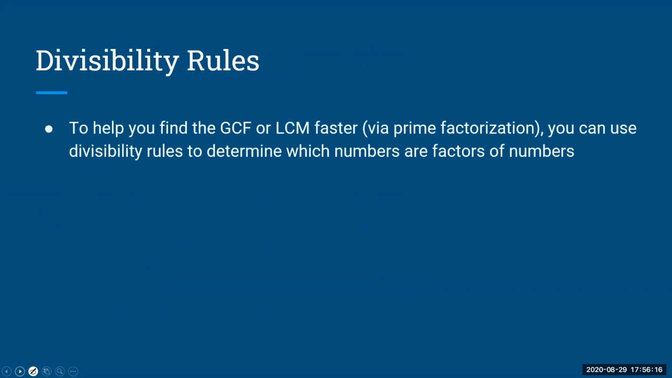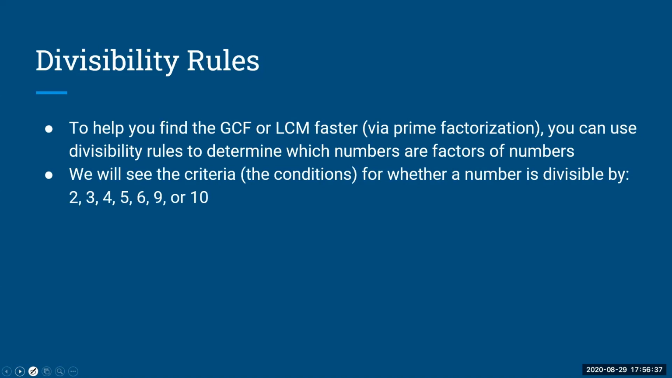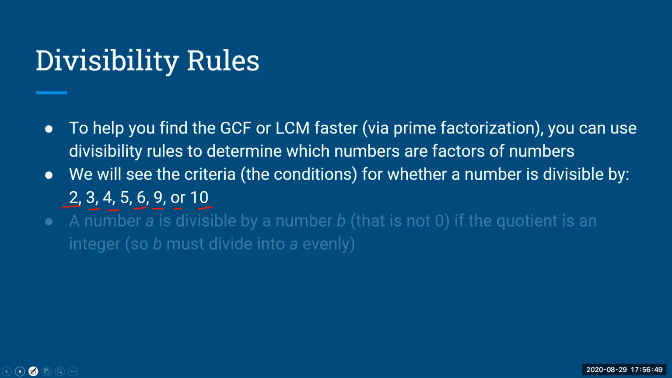All right, divisibility rules. So yep, that's right. 1 to that power is still 1. I mean, think about it. You're multiplying 1 infinitely, you just always get 1. Okay, so to help you get GCF or LCM, like yesterday's lesson, via prime factorization a little faster, you can use divisibility rules. I think you guys know divisibility rules. So we see the conditions for whether a number is divisible by 2, 3, 4, 5, 6, 7, 8, 9, or 10. 1 to the infinity is still 1. As far as I am concerned, yes.